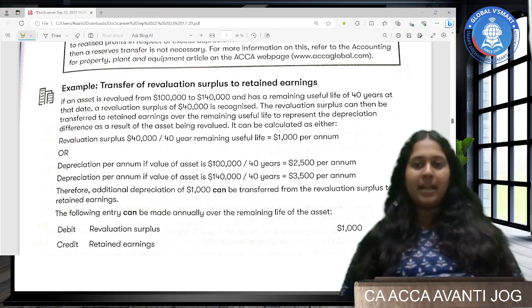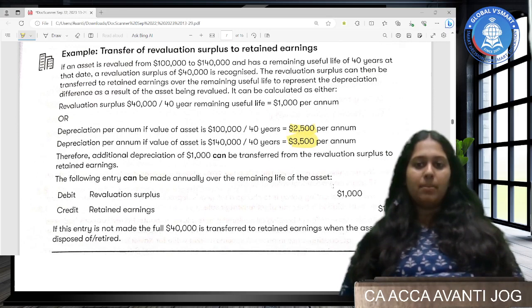Yahan pe ek example tha ki pehle depreciation 2500 hai, revaluation ke baad 3500 hua, toh main kya karungi? Revaluation surplus to RE, 1000. Clear?